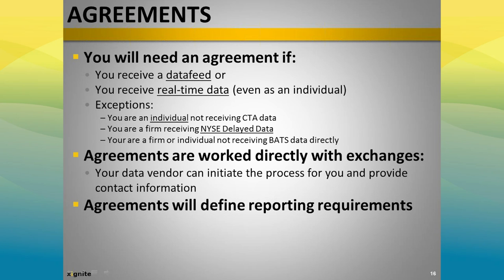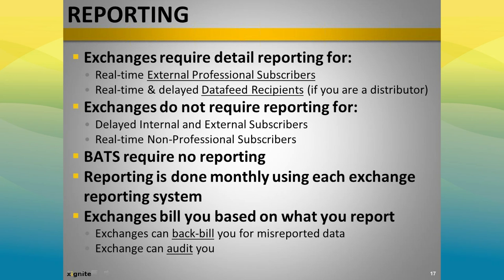And agreements will define reporting requirements. For reporting, you're supposed to provide detailed reporting for all real-time external professional subscribers, and any real-time or delayed data feed recipient. So if you receive a feed and you redistribute a feed to somebody else, you're supposed to report it. We distribute feeds to a lot of our clients. We report all our clients as data feed recipients. Ignite does not directly, for example, report external professional subscribers. Our clients do that. They have an agreement with the exchanges and they report those directly. You do not need to report delayed internal and external subscribers and real-time non-professional subscribers. BATS, as mentioned earlier, requires no reporting.